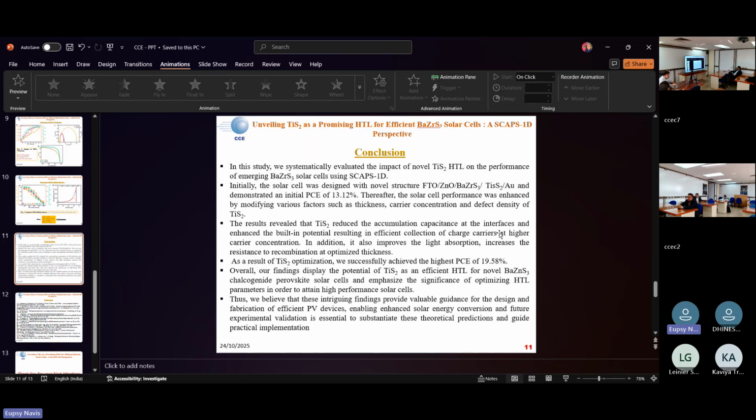Thus, we believe that these intriguing findings provide valuable guidance for the design and fabrication of efficient photovoltaic devices, enabling enhanced solar energy conversion, and future experimental validation is essential to substantiate these theoretical predictions and guide practical implementation.